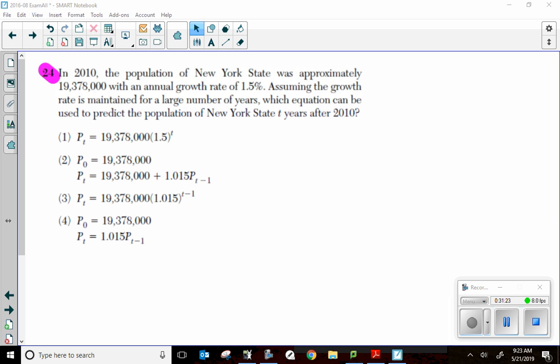24. In 2010, the population of New York State was approximately 19,378,000, with an annual growth rate of 1.5%. Assuming the growth rate is maintained for a large number of years, meaning this won't change, which equation can be used to predict the population of New York State T years after 2010? All right, so T years after 2010.